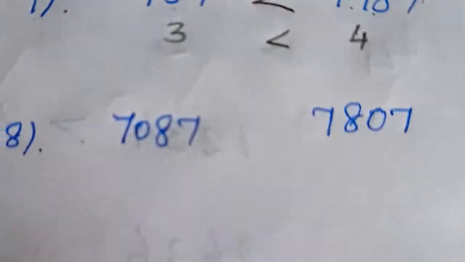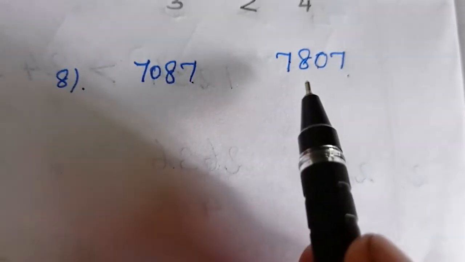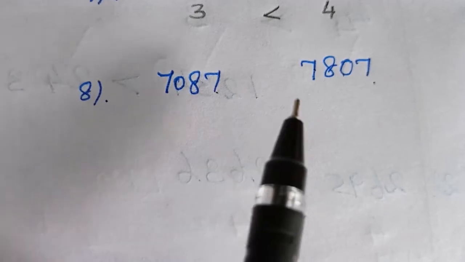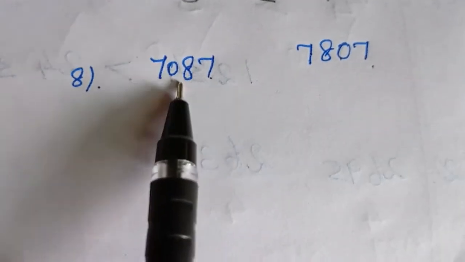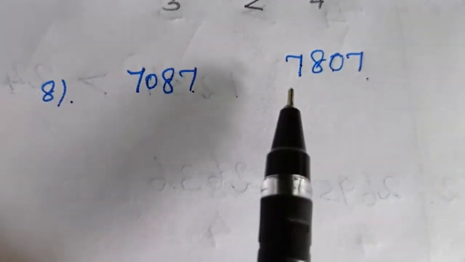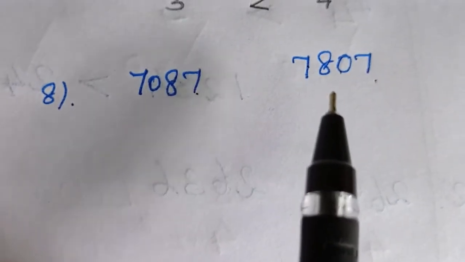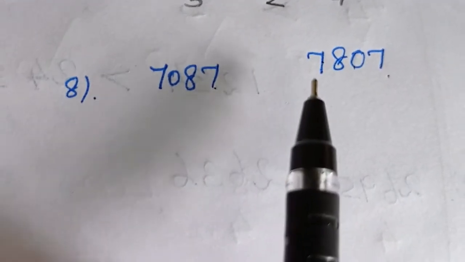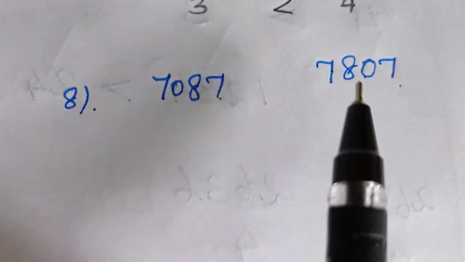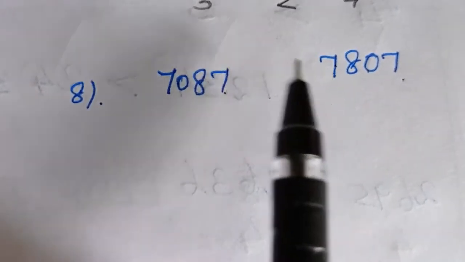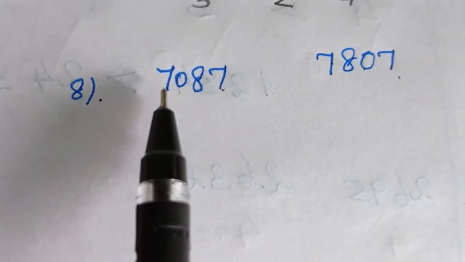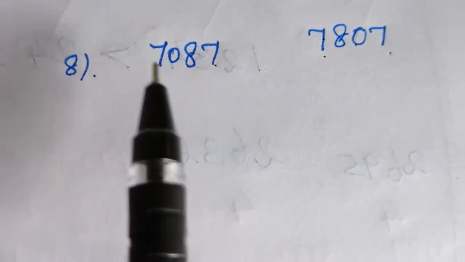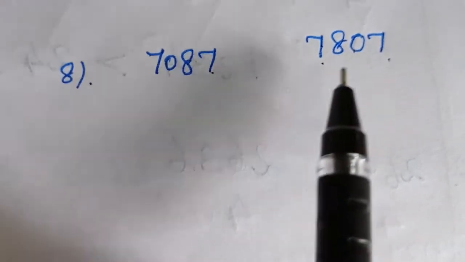Now next question, 7087 and 7807. The first step is to count the number of digits in both the numbers. This number has 4 digits and this number also has 4 digits. So if both the numbers have the same number of digits, check the highest place value. For both numbers, the highest place value is 1000. The first number's 1000 place value is 7 and the second number's 1000 place value is also 7.